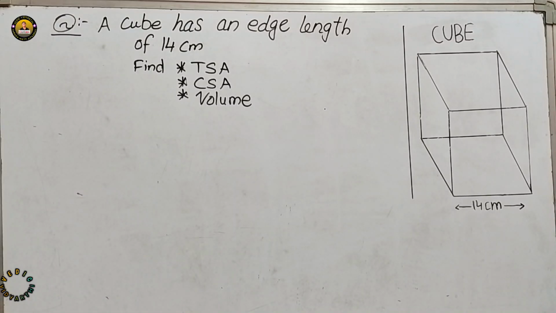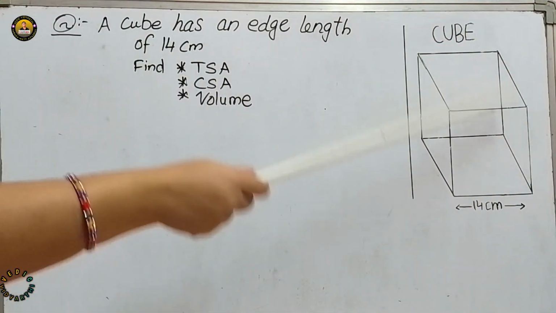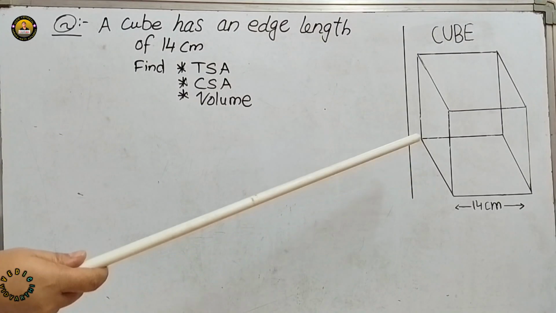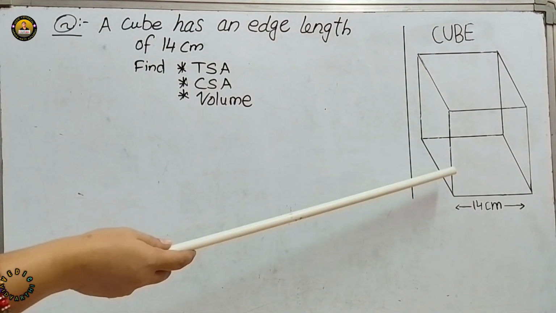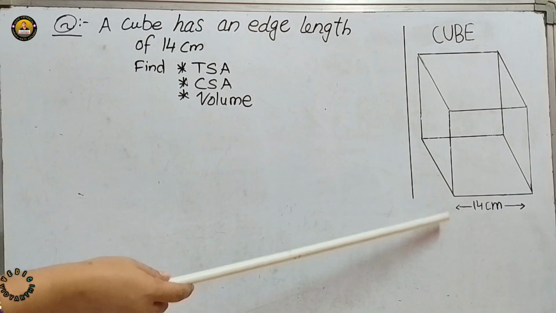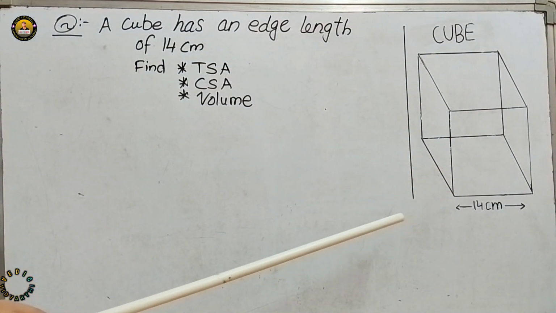Hello everyone. Today we are going to know something all about cube. What is this? This is a cube and we call it a three-dimensional shape. All the faces are squares, all edges are equal, length equals breadth equals height.